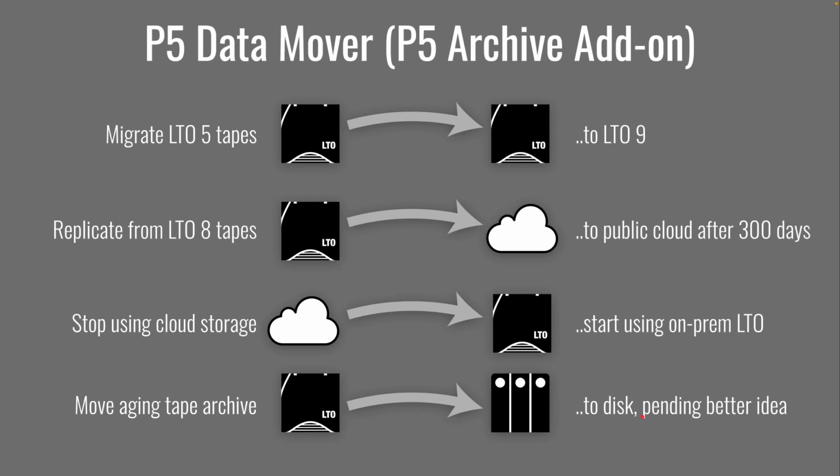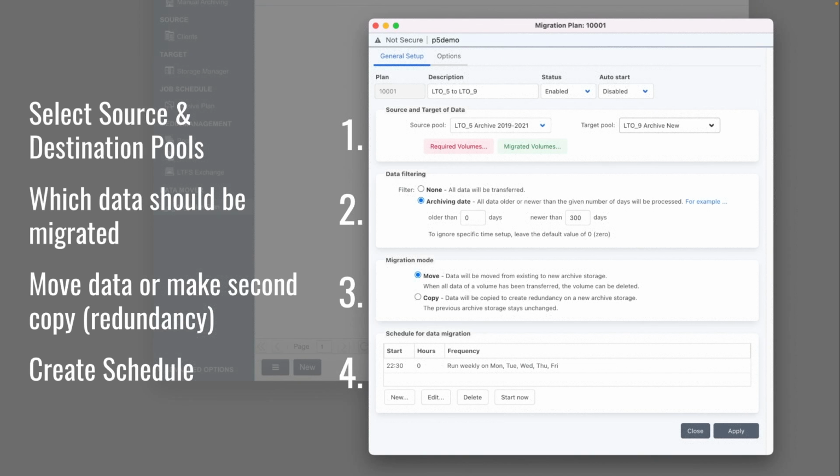So really all possibilities are there with Data Mover between these three different storage formats. You can really do whatever you want. And it's all configured via what we call a migration plan. So this is the main new part of the UI. There are four steps.